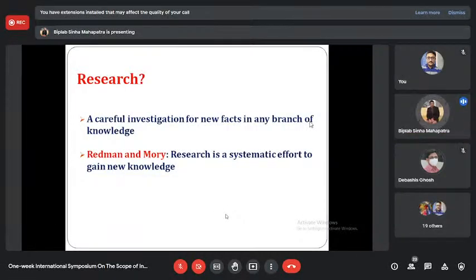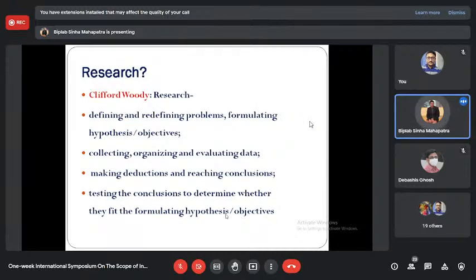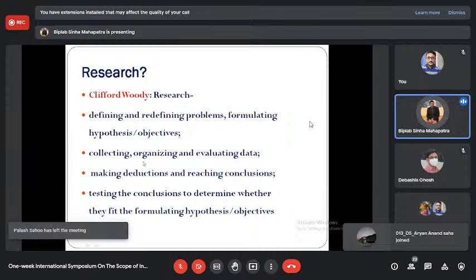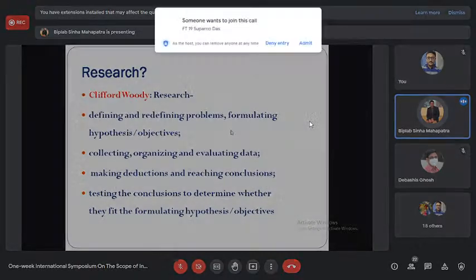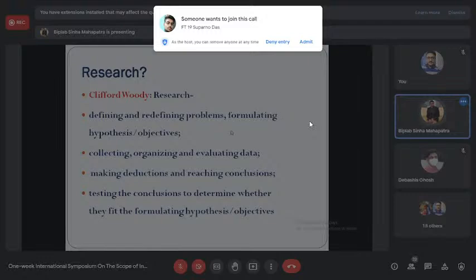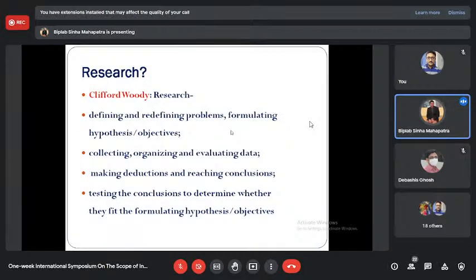So coming back to next one, I want to repeat this Clifford Woody research definition, because this is the most prominent definition which should be accepted. So I'm talking about defining and redefining problem, formulating hypotheses, objectives, collecting, organizing, evaluating data, making deduction and reaching conclusion. Last one is testing the conclusion to determine whether they fit the formulating hypothesis or objective. I mean, objective will be firstly defined. Then it will be tested with the data whether it is supporting your conclusion or not.